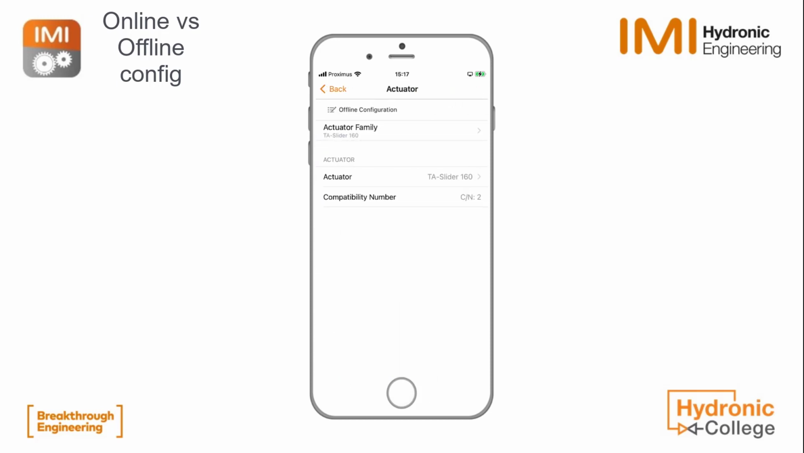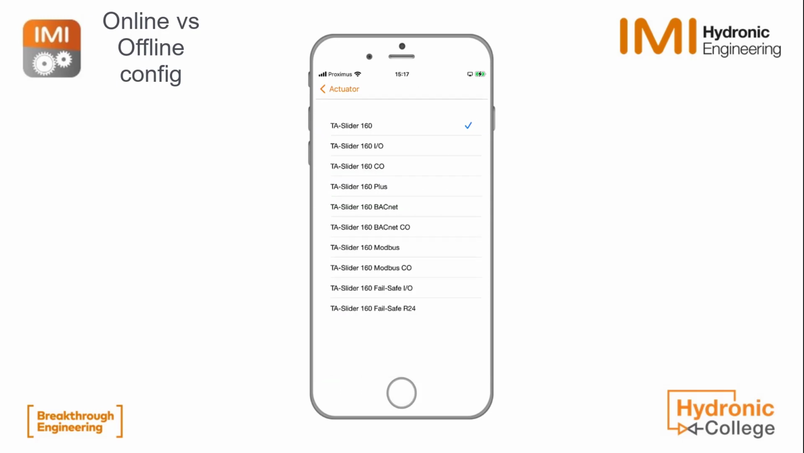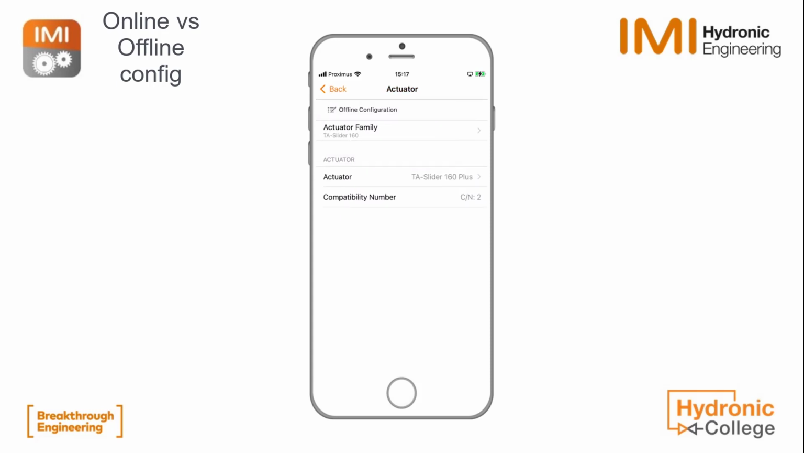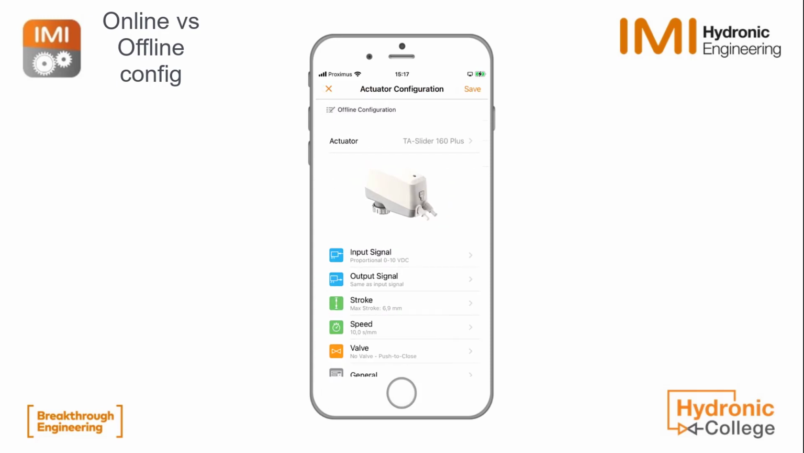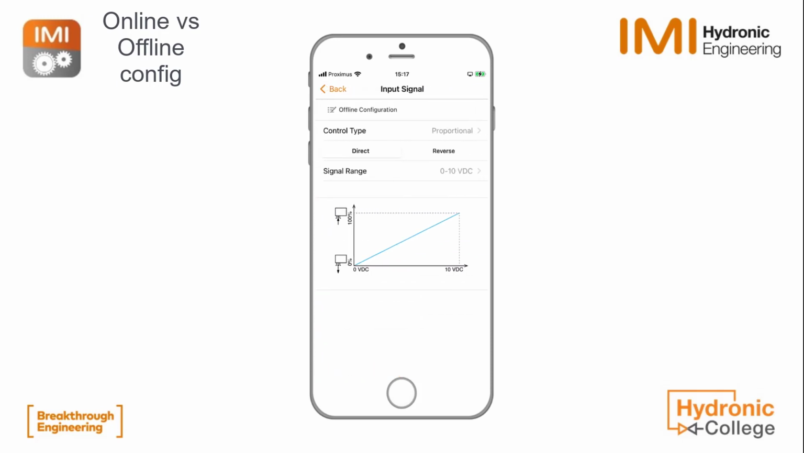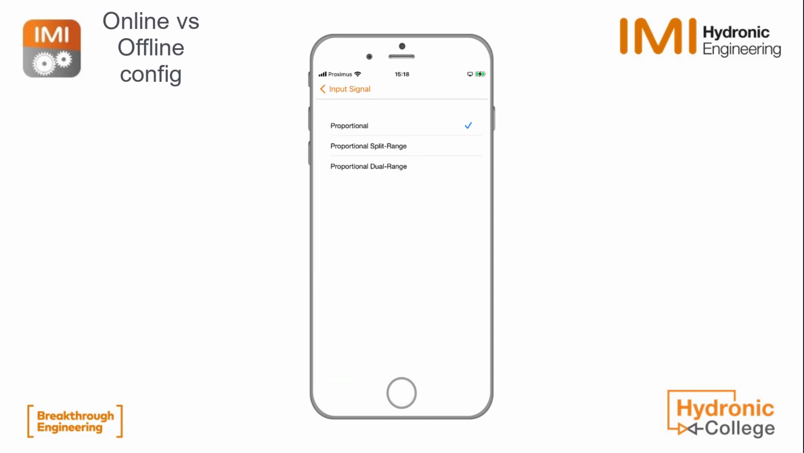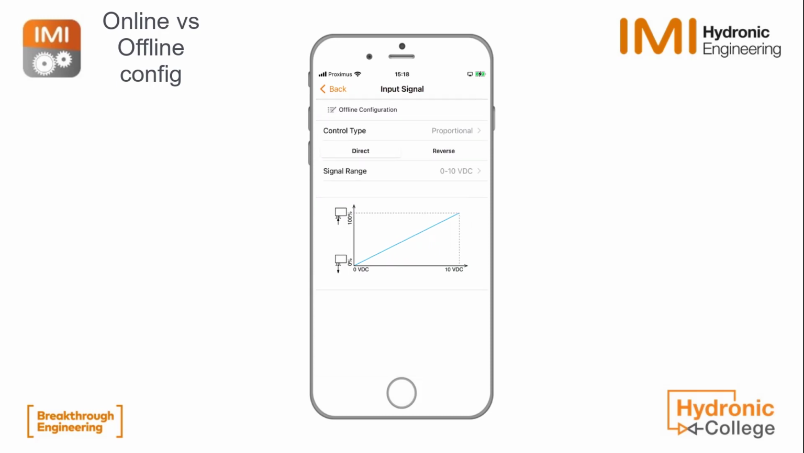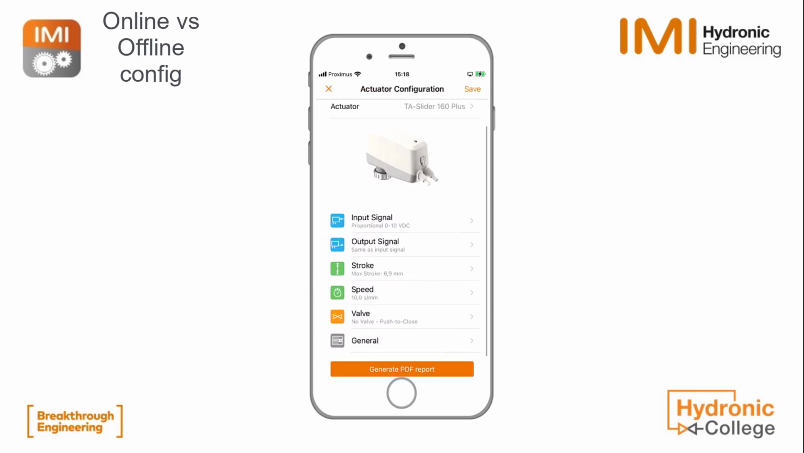If you click on the TA slider 160, we can change the TA slider family from 160 to 1250, and we go back, and then in actuator we can set the specific slider we are connected to, in this case a 160, and let's say we change it into a slider 160 plus. Now when we go back to the screen, we can change input signal, for example from proportional to split range and dual range. We can set direct or reverse current and change the signal range.